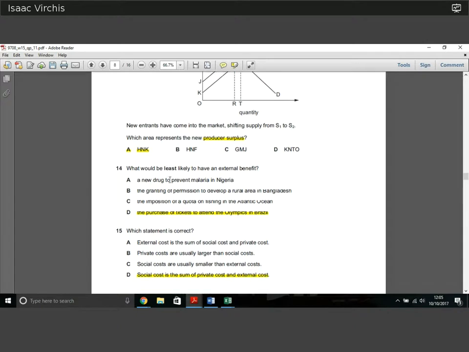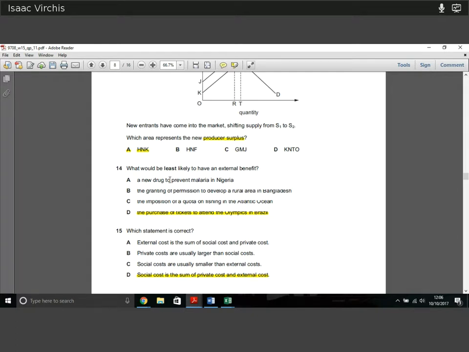Okay, question 15. We're looking here again at which statement is correct. So again, we eliminate. External cost as the sum of social cost and private cost? That's not true. The external cost is the social cost minus the private cost. It's the cost that is outside. Private cost is usually larger than social cost?